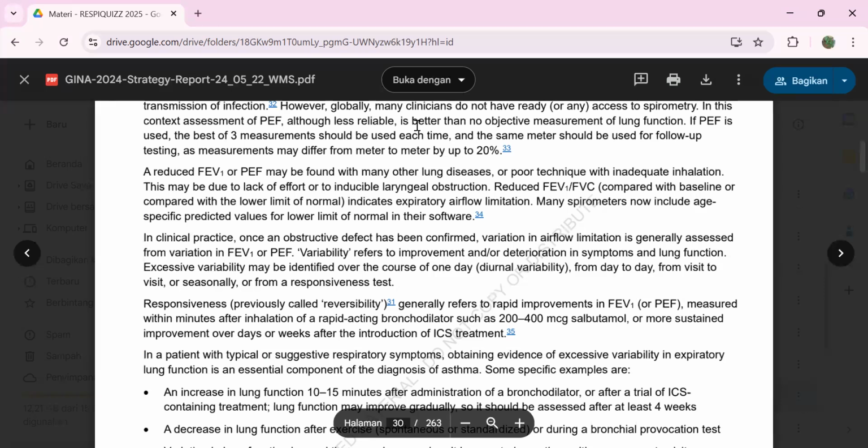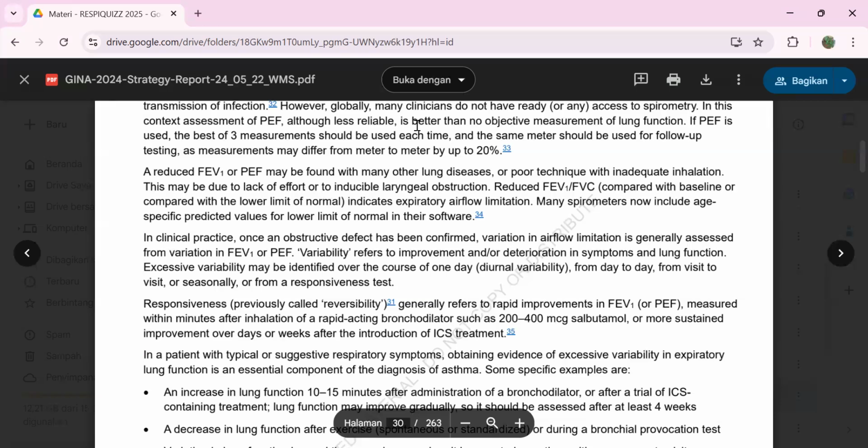A reduced FEV1 or PEF may be found with many other lung diseases or poor technique with inadequate inhalation. This may be due to lack of effort or to inducible laryngeal obstruction. Reduced FEV1 or FEV1/FVC compared with baseline or compared with the lower limit of normal indicates expiratory airflow limitation. Many spirometers now include age-specific predicted values for lower limit of normal in their software. In clinical practice, once an obstructive defect has been confirmed, variation in airflow limitation is generally assessed from variation in FEV1 or PEF. Variability refers to improvement and or deterioration in symptoms and lung function.